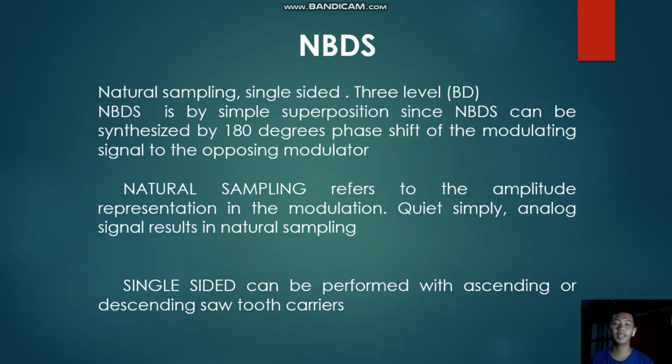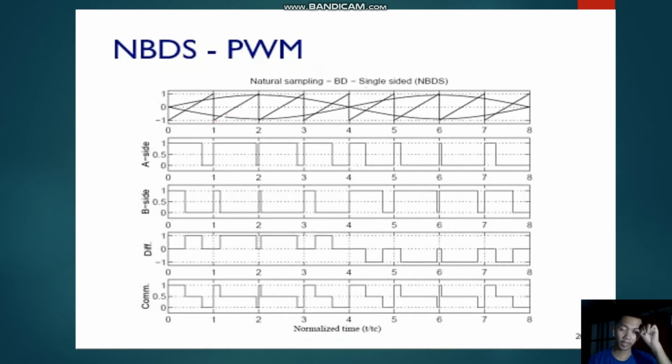NBDS, or natural sampling single-sided three-level BD. NBDS is by simple superposition, since NBDS can be synthesized by a 180 degree phase shift of the modulating signal to the opposing modulator. Natural sampling refers to the amplitude representation in the modulation. Quite simply, an analog signal results in natural sampling. Single-sided can be performed with ascending or descending sawtooth carriers. So we have here a figure example of NBDS pulse width modulation.